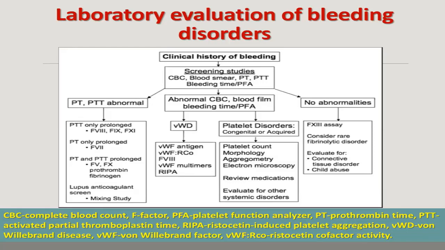But for a patient who has abnormal complete count and blood film, bleeding time, or platelet function analyzer, then he has either von Willebrand disease, in which case we will assess von Willebrand factor antigen, ristocetin cofactor activity, von Willebrand factor multimers, and ristocetin-induced platelet aggregation. But if there is a platelet disorder, whether congenital or acquired, then we should study the platelet count, morphology, and aggregation, also do electron microscopy for some platelet defects, review if there is any medication taken by the patient, or evaluate for other systemic disorders like liver and renal diseases.